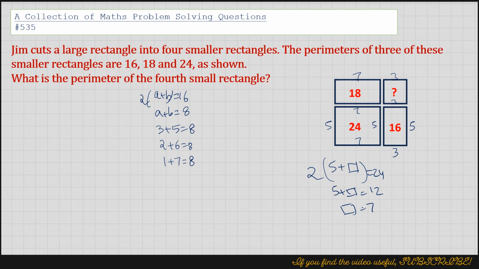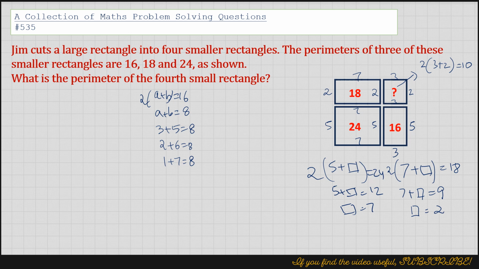And then once again we have to do 7 plus an unknown width is 18. So we get 7 plus 2 is 9. So this width would be 2, and we'd write 2 and 2 here. So the perimeter would be twice of 3 plus 2, and that is 10.